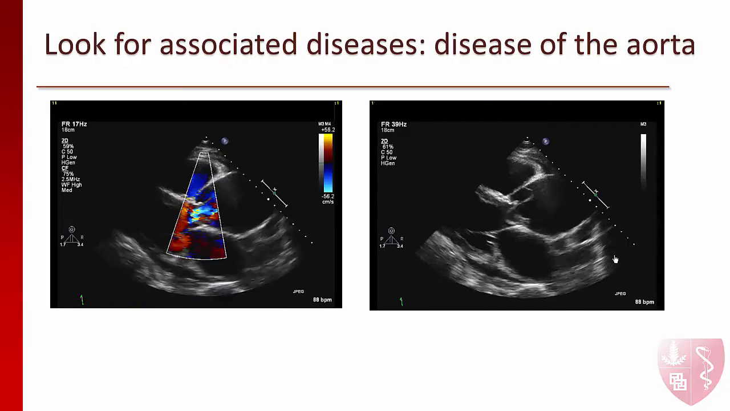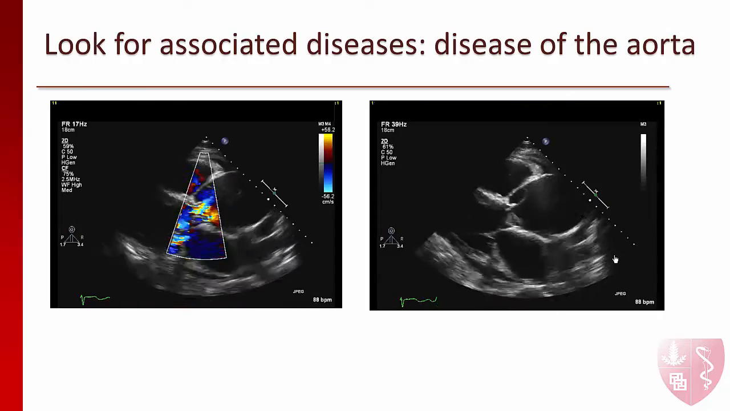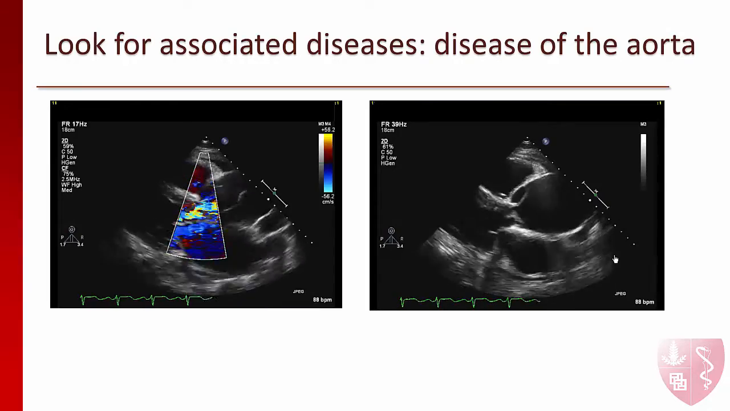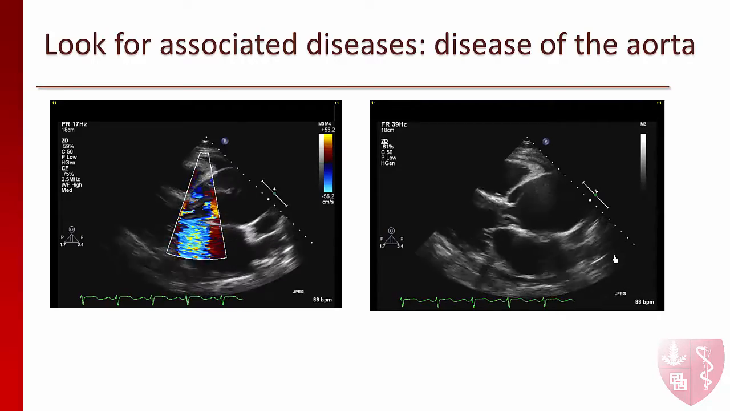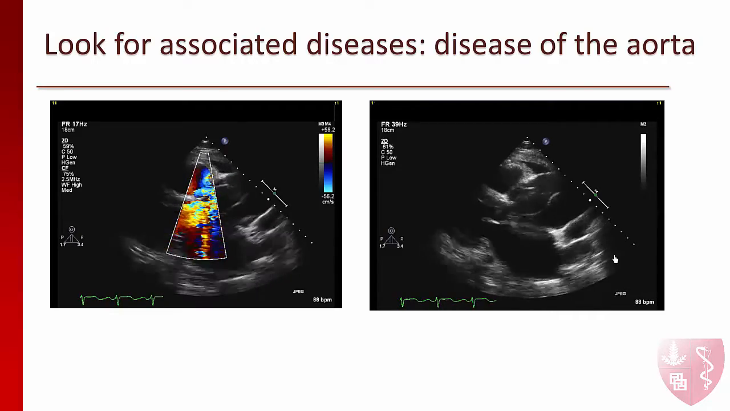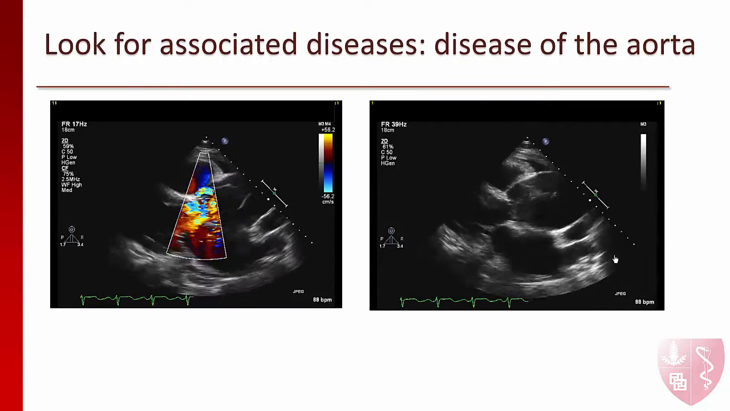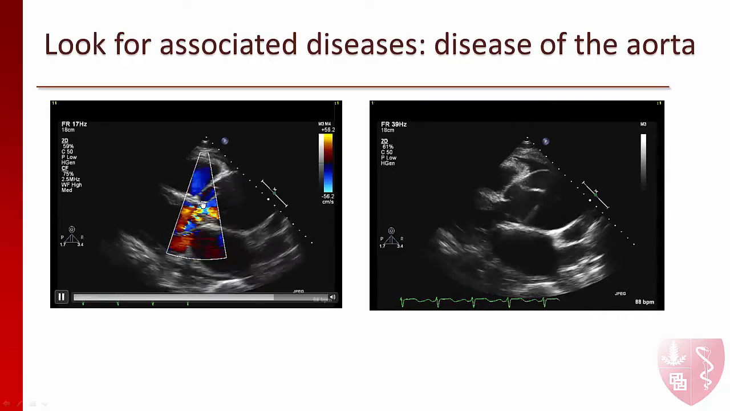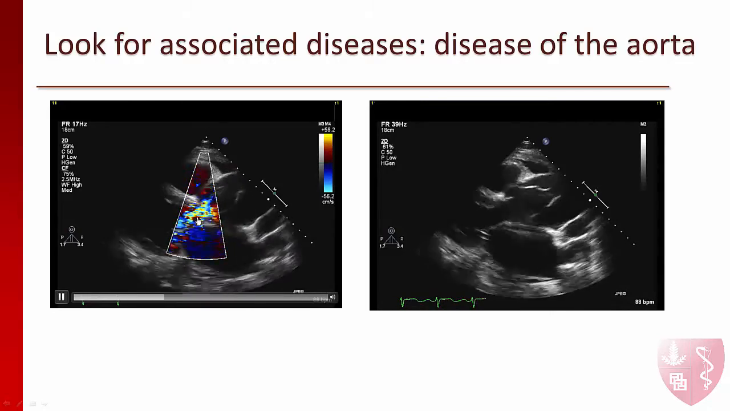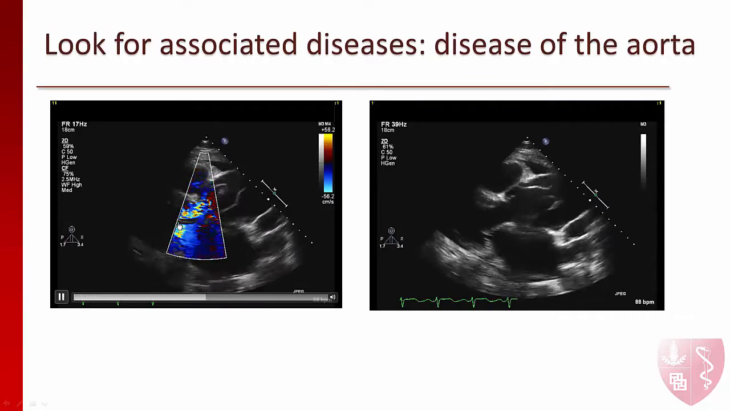The function of the aortic valve depends not only on the left ventricle and the valve itself, but also on the aorta. If you have a dilation of the aorta, you may have a stretching of the annulus, and then the cusps will not be able to coapt together. That will create aortic regurgitation. So on the left part of the screen here, we see a significant amount of aortic regurgitation, but we will need more views to quantify it.